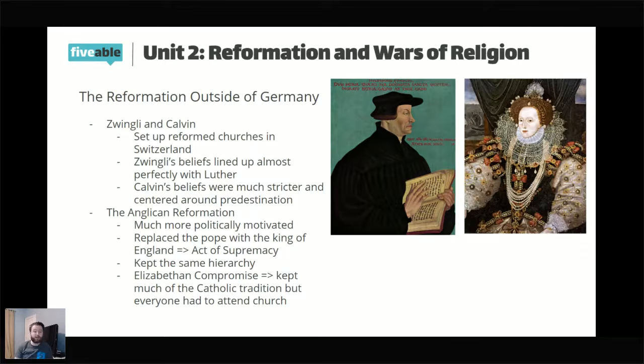The Elizabethan Compromise says we're going to keep a lot of the same ideologies and ideas of Catholicism, but we are going to make sure that everybody goes to church on Sunday, which is pretty much what the Elizabethan Compromise says, and this really solidifies Anglicanism. As you know, it's not going anywhere, pretty much. All right.